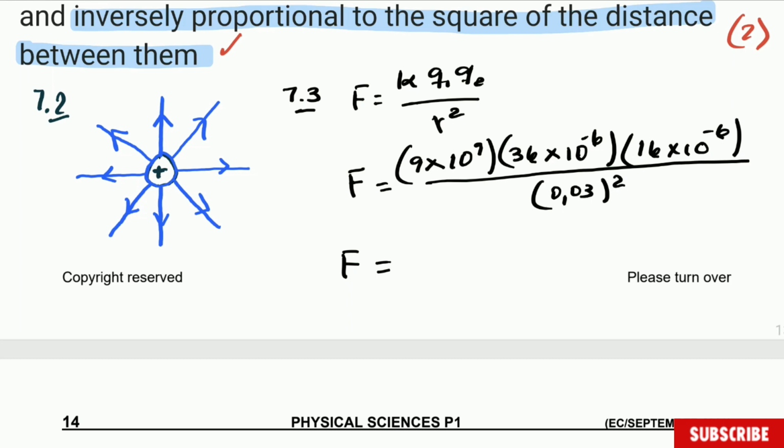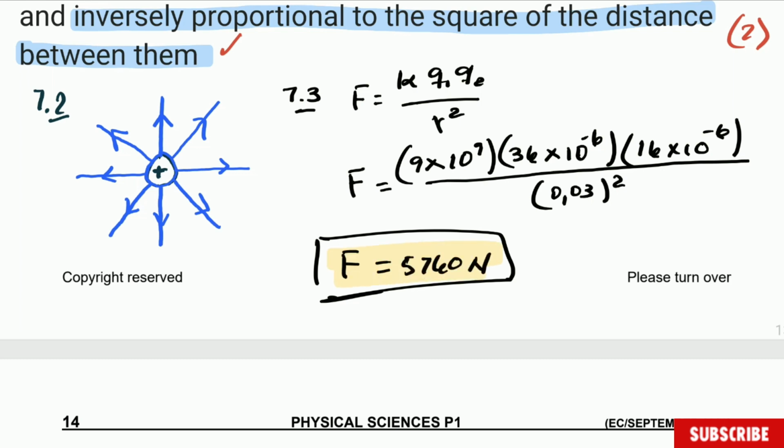Guys, the rest is calculation. When you do the calculation, you will get the answer: 5,760 newtons. No direction is needed because they only want the magnitude. And this one is the answer. Now, important, this question will have 3 marks. One mark is for the formula, which you all can get, 1 for the whole substitution and 1 for the final answer. So we already have 2 marks there.